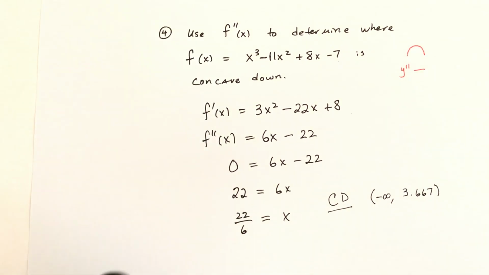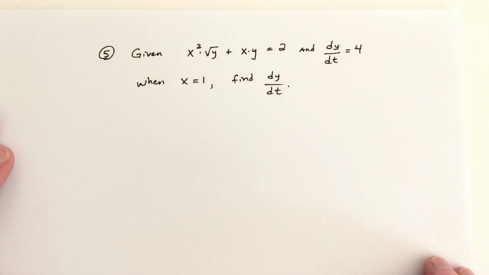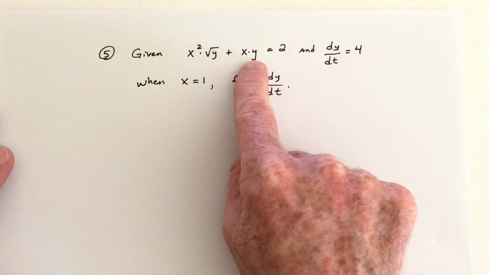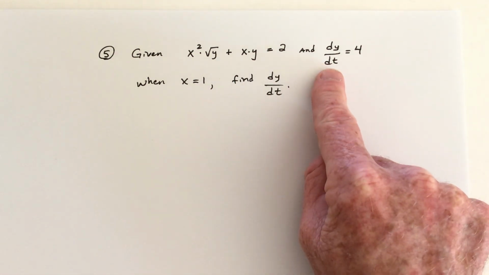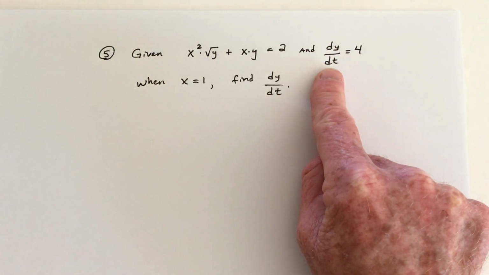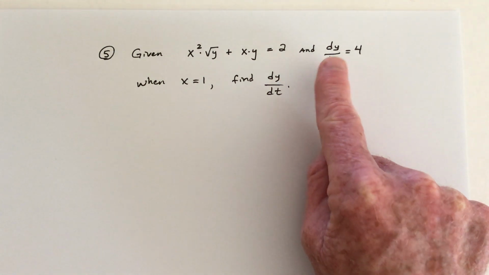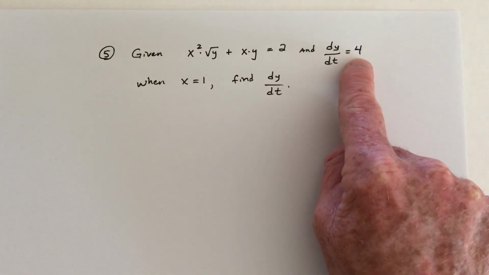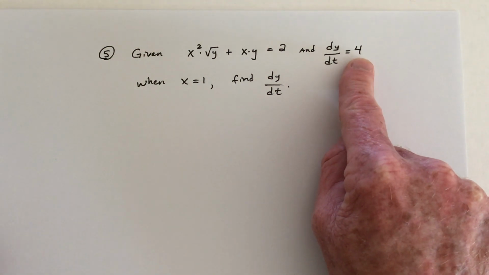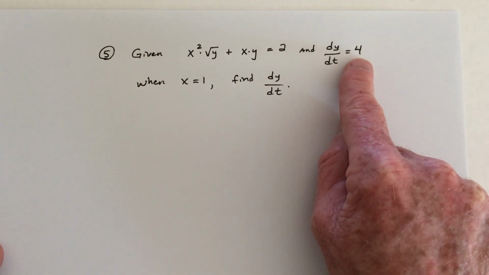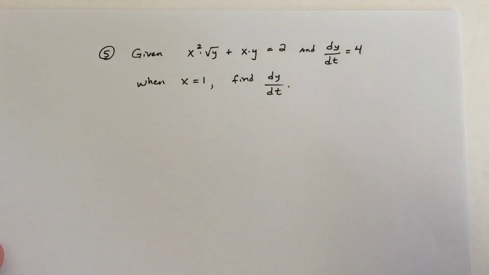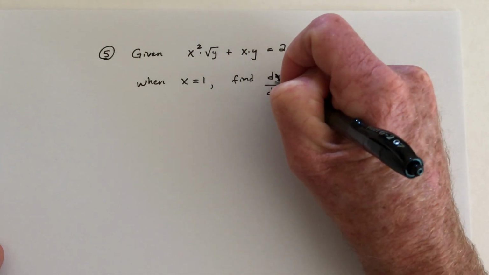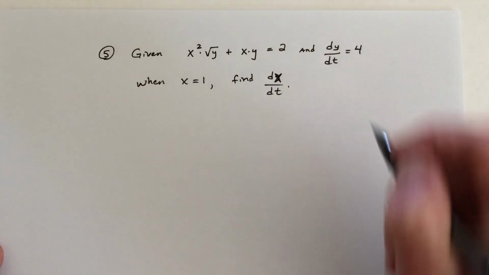All right, then some related rates. Suppose that you have this function and the derivative with respect to time is 4. So that means in the up and down direction, this thing is going up at a rate of 4 meters per second, or whatever the units are. And then find, this is supposed to be an x, and then find dx/dt.